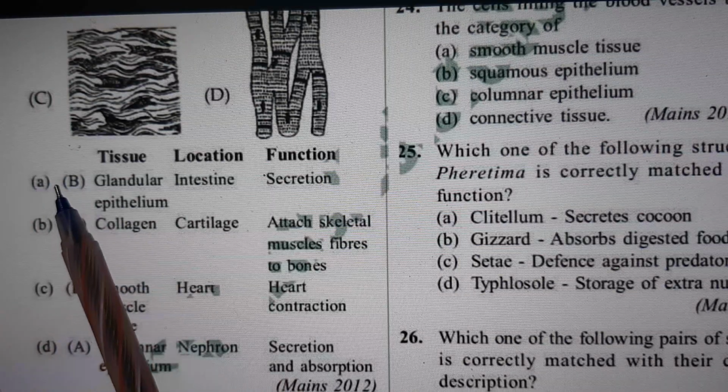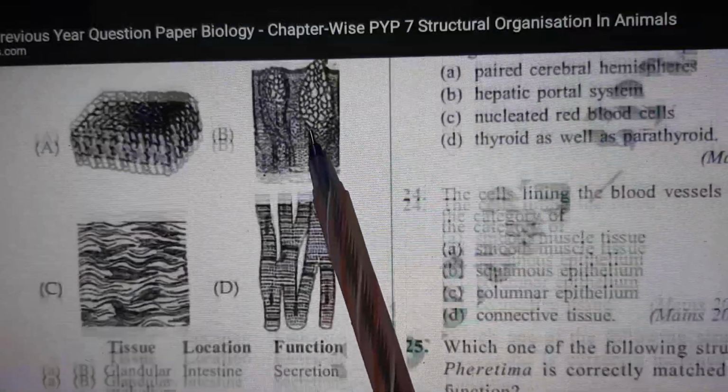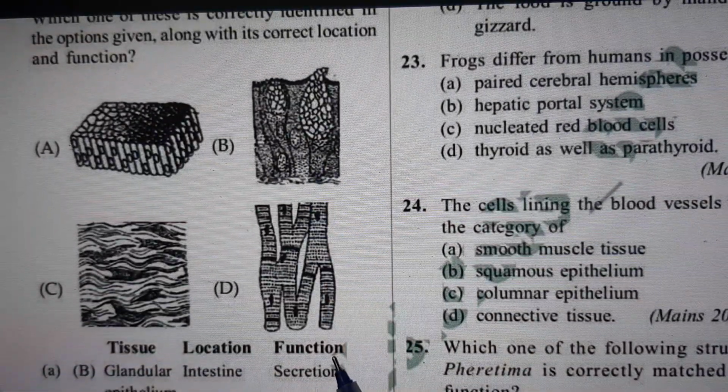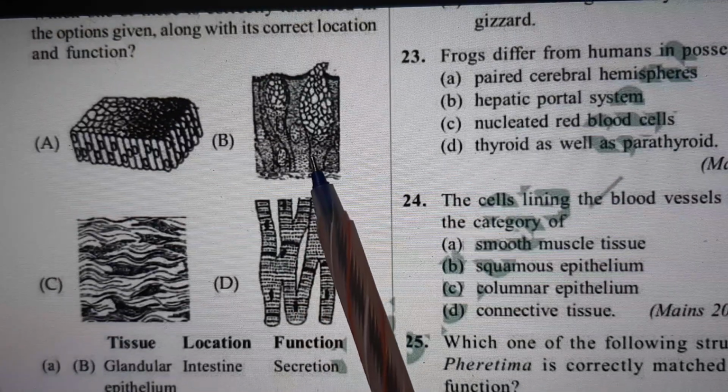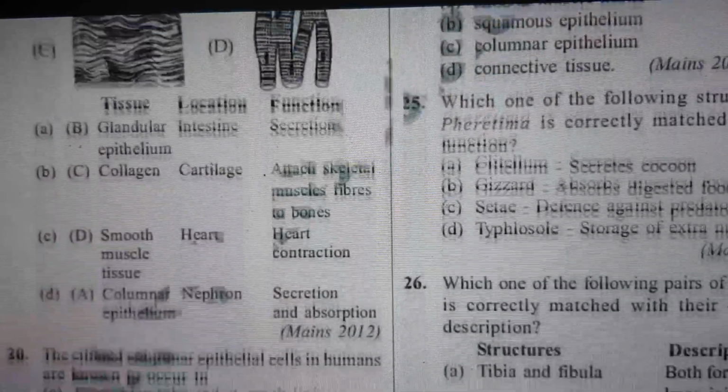The correct answer for this is A, talks about figure B. This is glandular epithelium. Its location is in the intestine and its function is secretion. So option A is the correct answer. Let us look at next question.